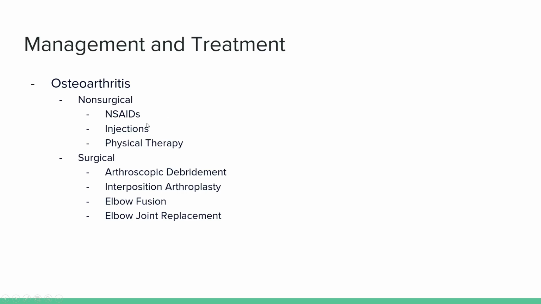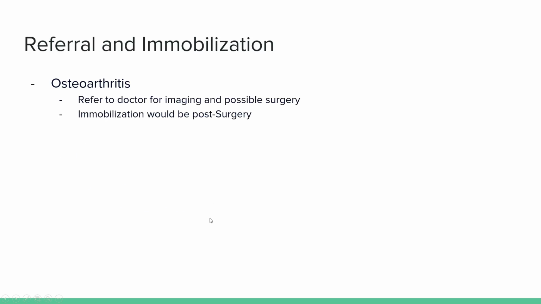Non-surgical: NSAIDs, injections, physical therapy. A lot of them will probably be surgical though, with arthroscopic debridement, interposition arthroplasty, an elbow fusion, or a complete elbow joint replacement. Refer to a doctor for imaging and possible surgery. Imaging is probably the best way to diagnose osteoarthritis, to see that joint space through an MRI or an X-ray. That's probably the greatest test to do.